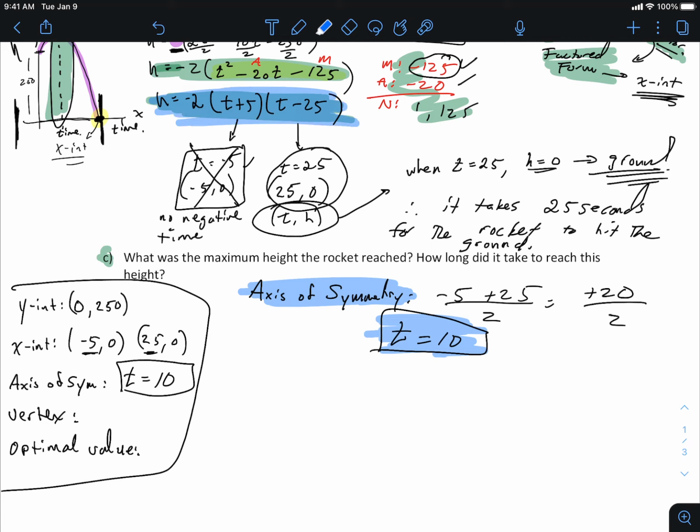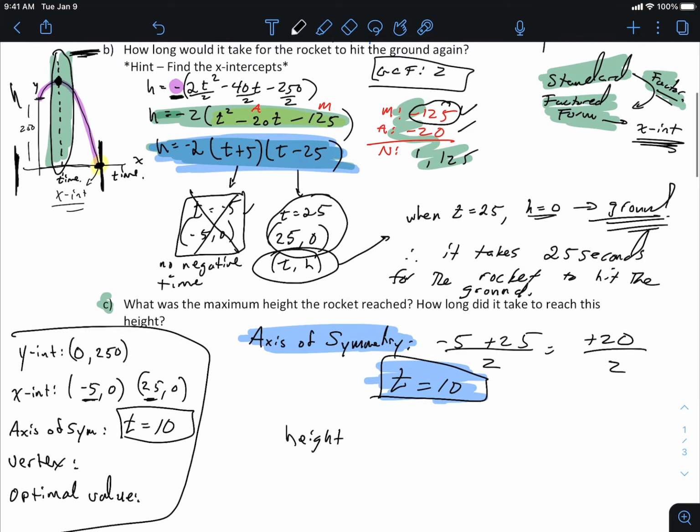There's no squareds or nothing funny going on. You just plug t in. What's it going to find? H. Height. What height specifically? The maximum height. Right there.